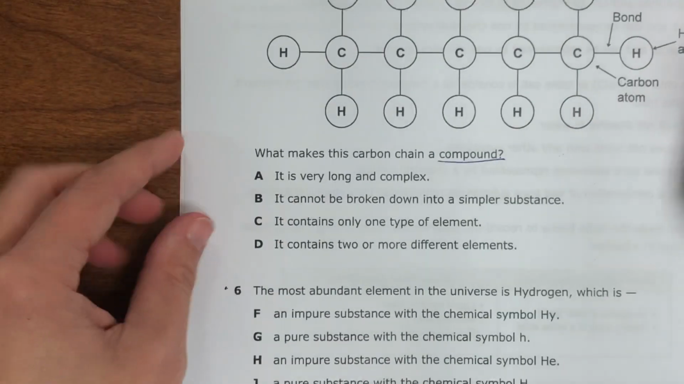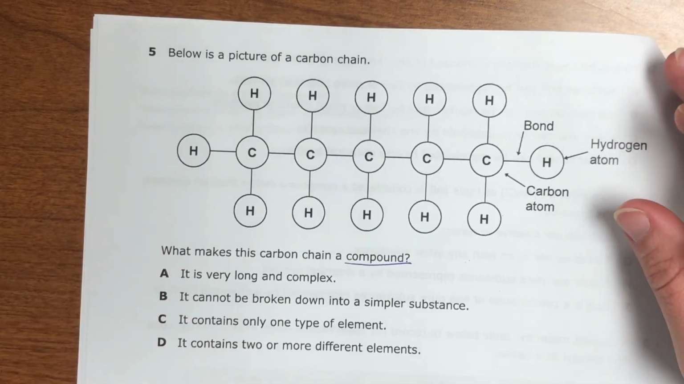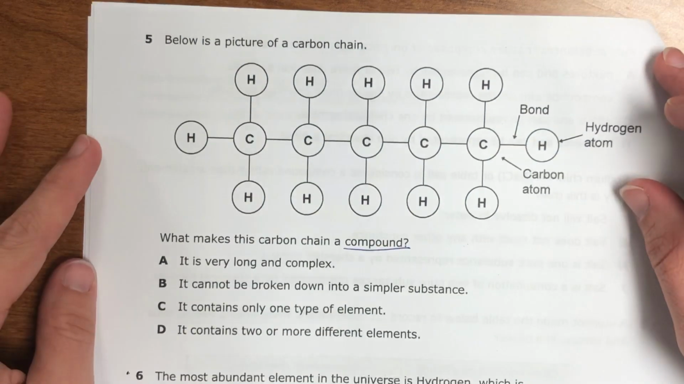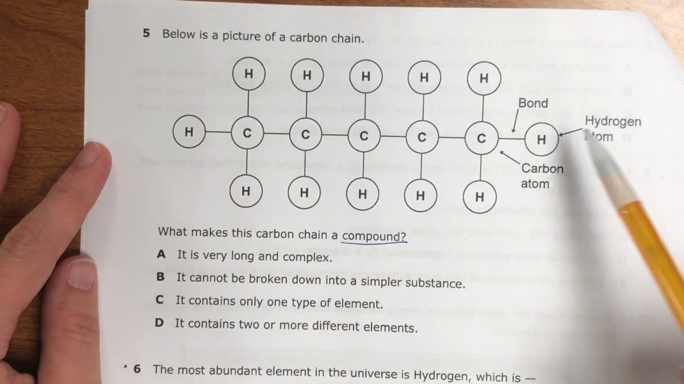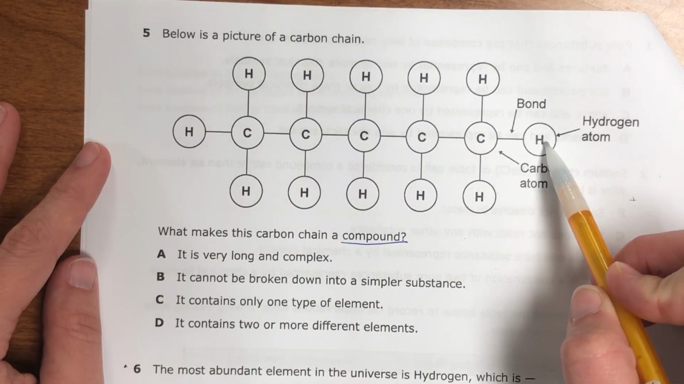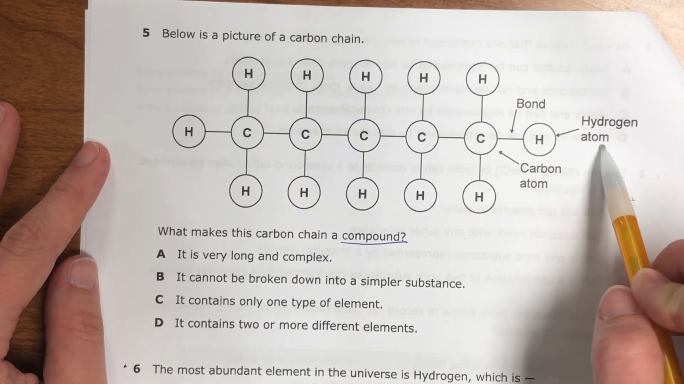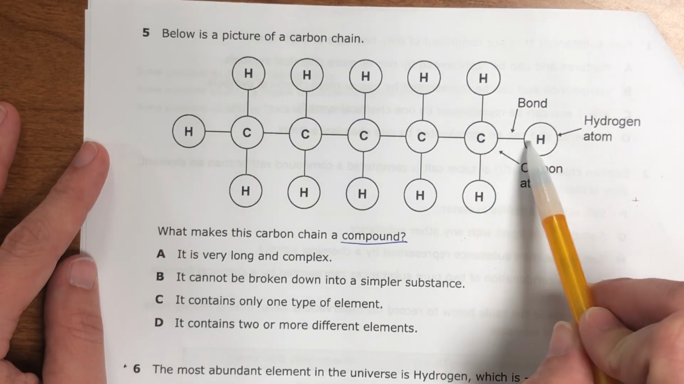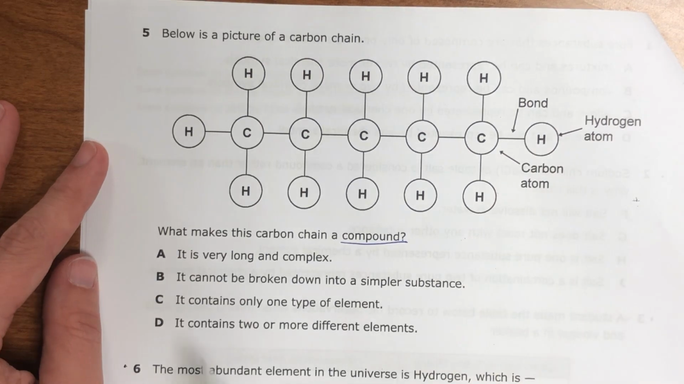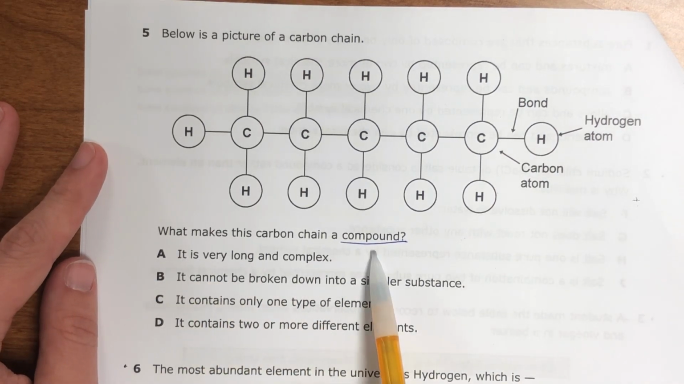Number five, below is a picture of a carbon chain. What makes this carbon chain a compound? And you can see that it's a picture. Some of the circles have an H, and that is a hydrogen atom. Some of the circles have a C, which is a carbon atom, and then the line represents a bond. It says, what makes this carbon chain a compound?